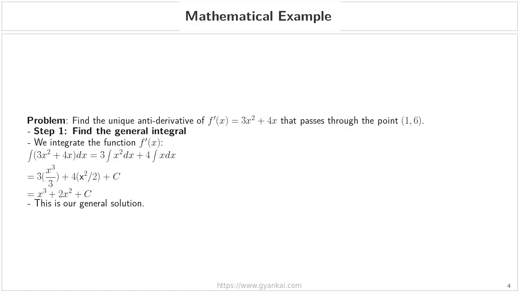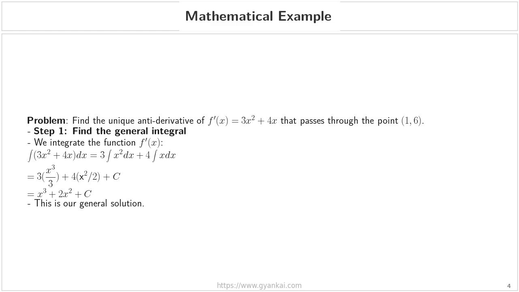Step 1. Find the general integral. Here, we're going to perform the integration. We have the integral of 3x squared plus 4x with respect to x. We can split this up into two separate integrals: 3 times the integral of x squared dx plus 4 times the integral of x dx.